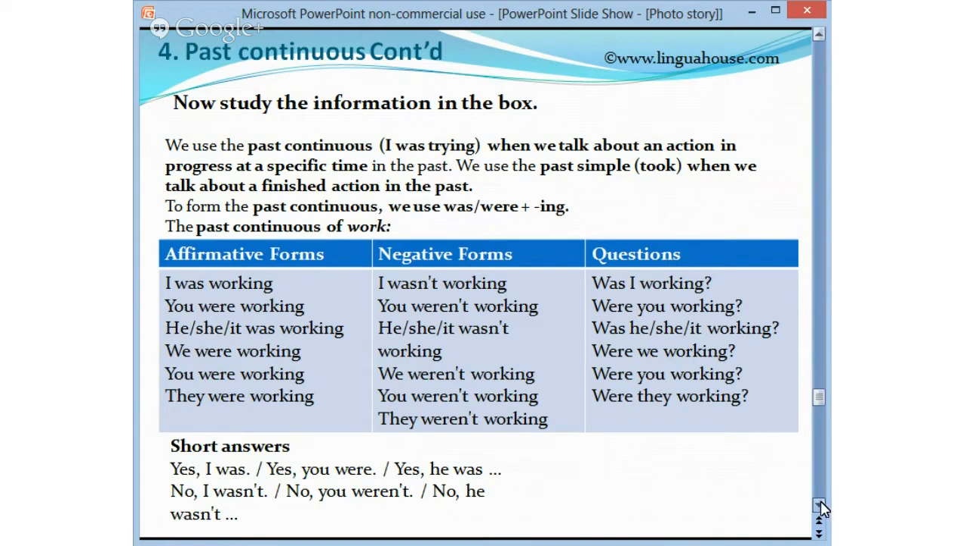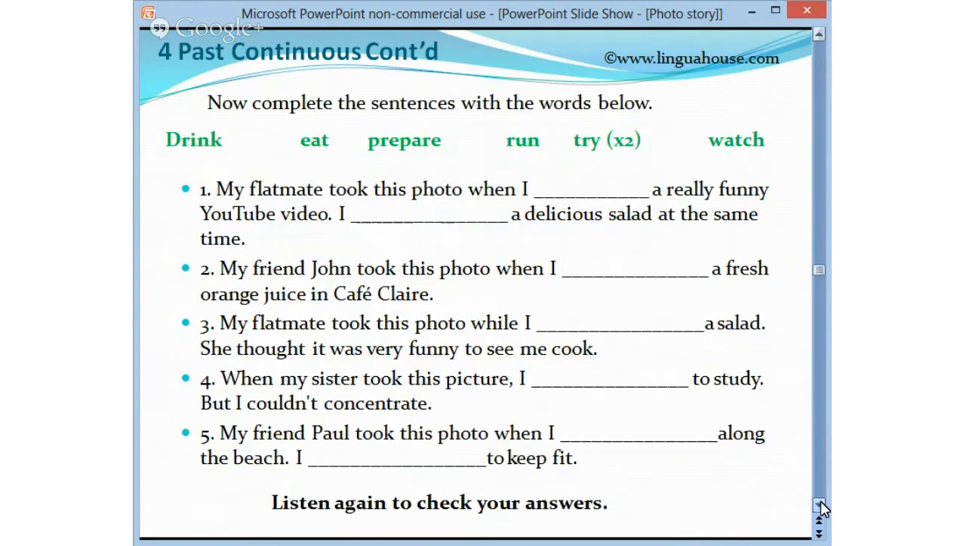Okay? Now, we're going to try changing these verbs to the past continuous. So I think we're at Winnie. Yeah. Number one, please.